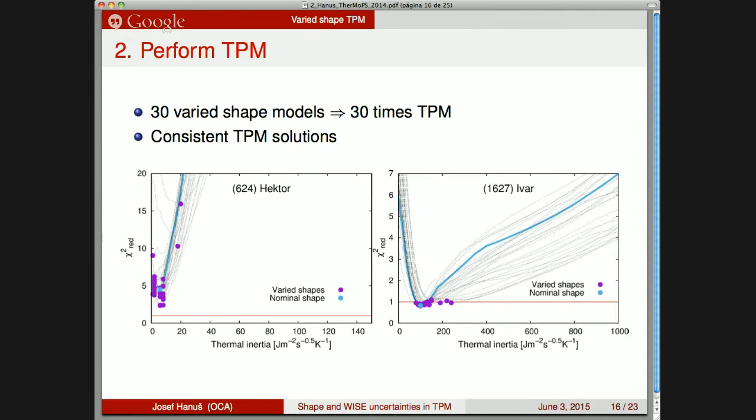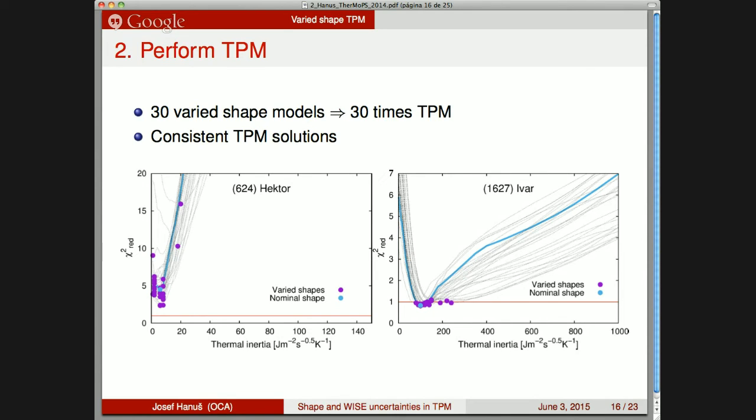So we basically had 30 different shape models of the same asteroid, and we ran the TPM for each of them. And these are the results. The fifth line is the TPM with the original shape model, and these thin lines are for the varied shape models. And you see that for Hector, the solutions are consistent within each other, and we are even able to improve the fit. So some of the varied shape models fit the data better than the original one.